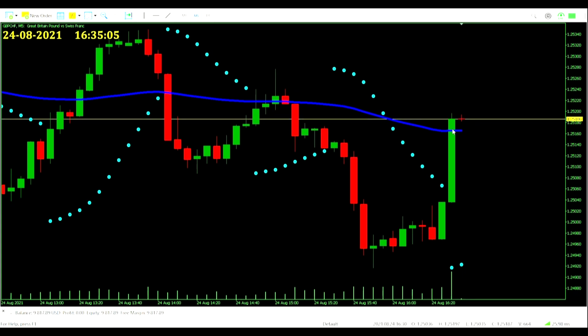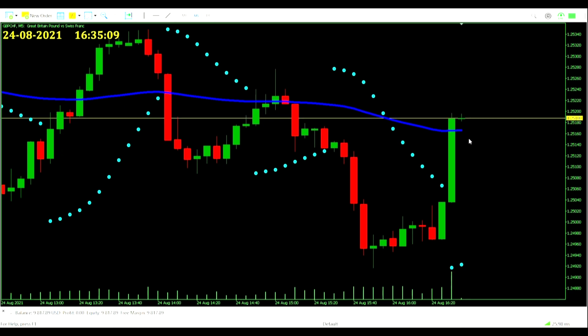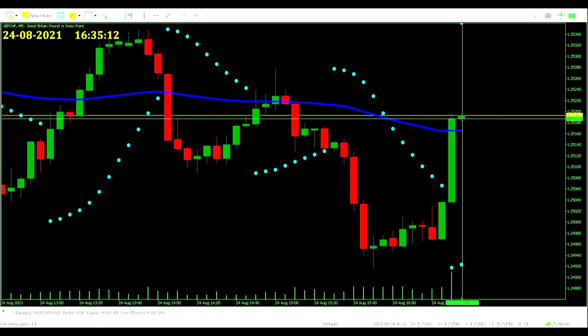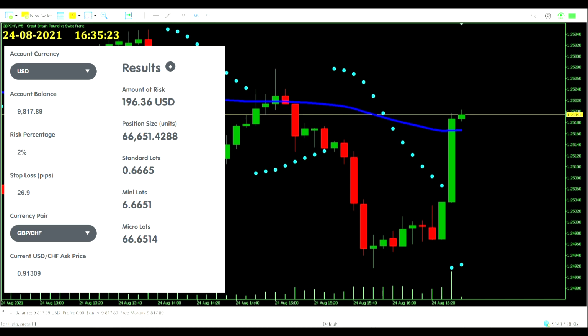I don't know if this is going to be the best, but we can see the EMA has ticked up here and these dots are underneath. So let's measure that out to get our volume. So we'll call that 26.9 pips. That's our risk on screen now.